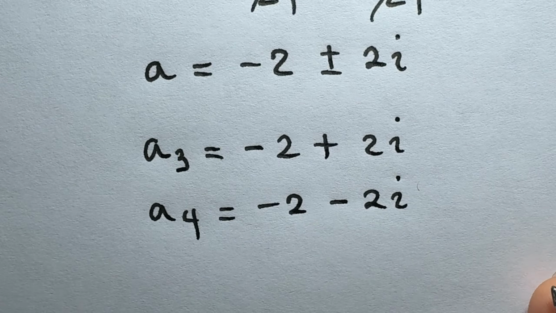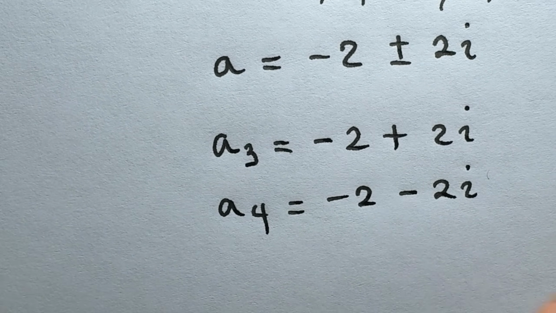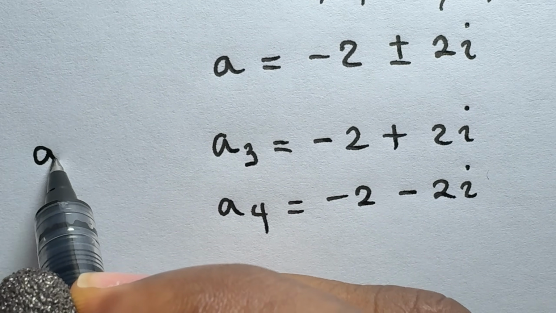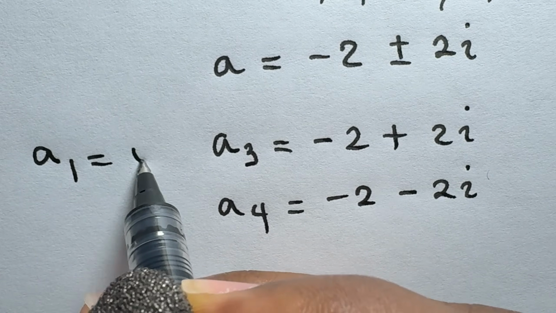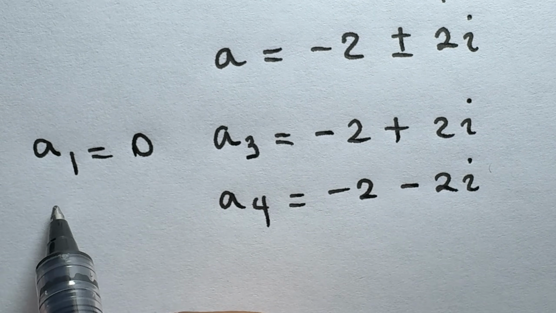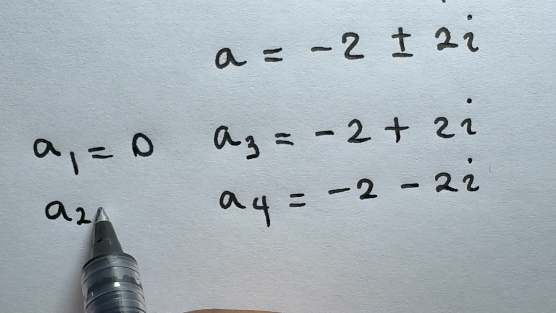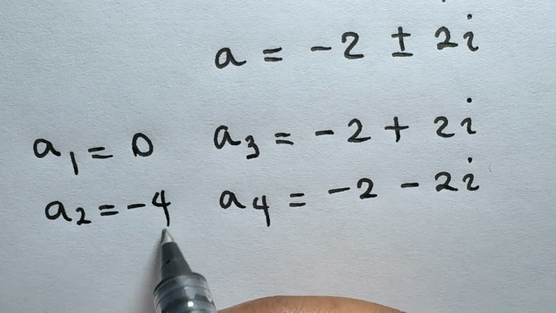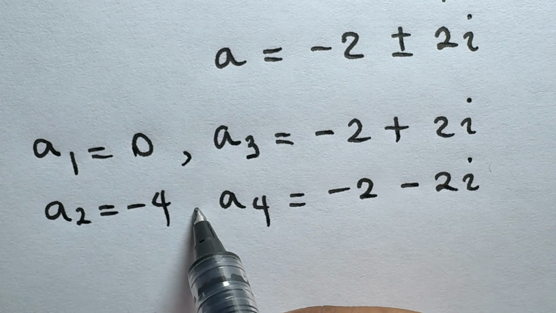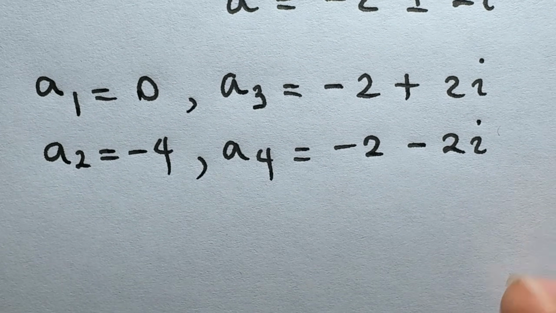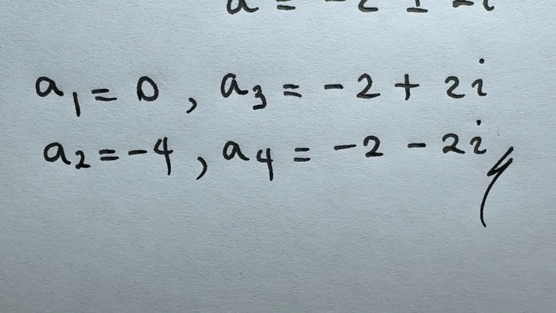And earlier we got a1 and a2, with a1 being 0 and a2 being negative 4. So this gives us all 4 possible values for a in this problem.